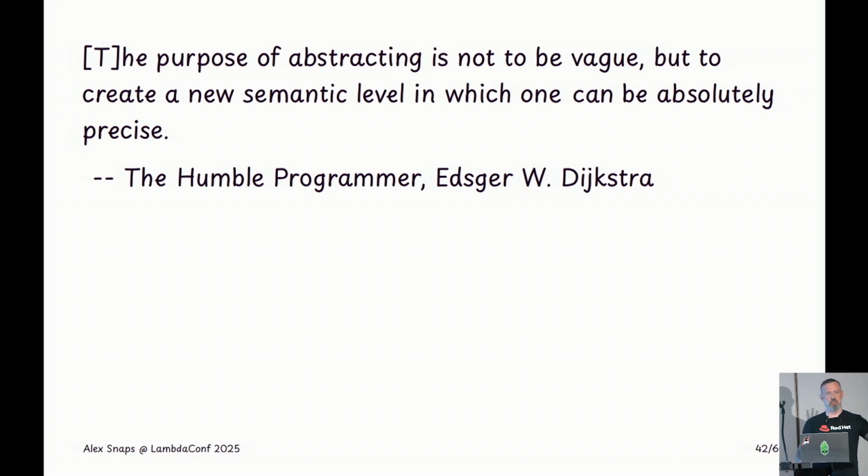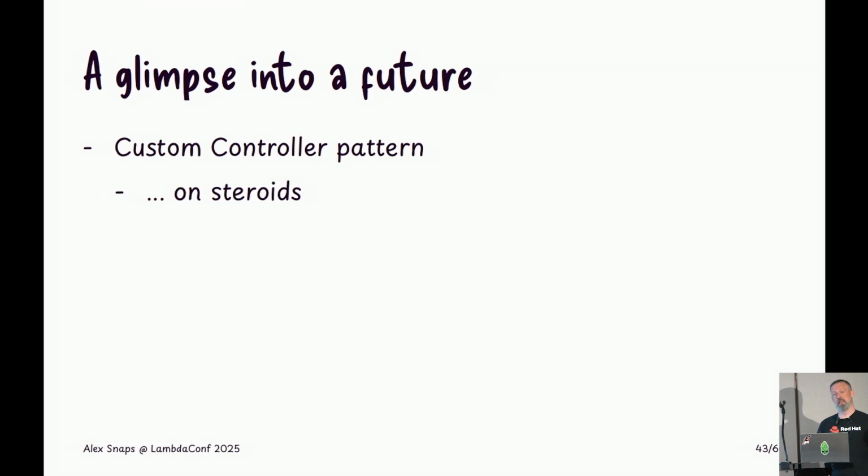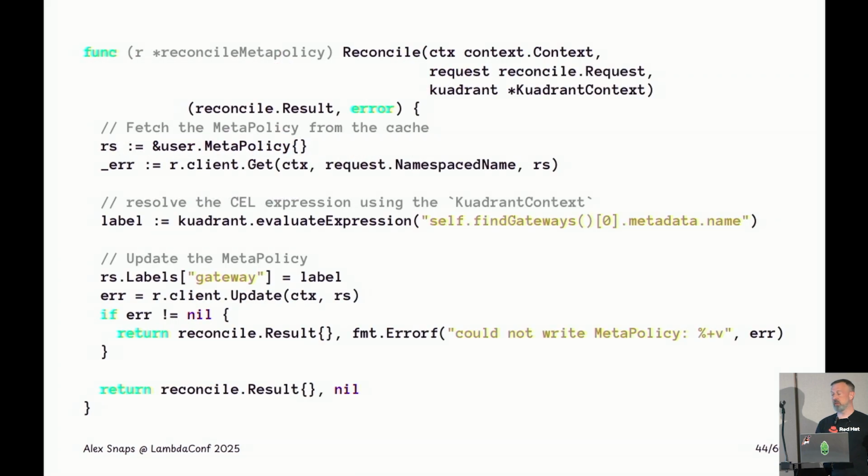Provide the proper abstraction so that people don't need to suffer from all those low-level details that I just explained to you. There is no possible presentation without a Dijkstra quote, so we're done with that. Effectively, what we're trying to build is a custom controller pattern that's a little bit smarter. And what do we call smarter? If you've never seen that kind of code in your life, I'm sorry. Plus, it's Go code, so double sorry.